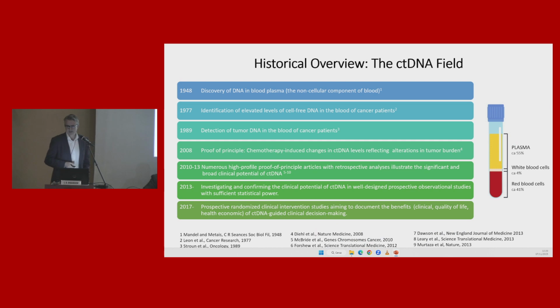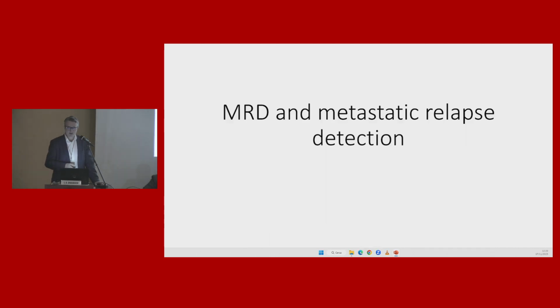So cell-free DNA is not a new field, as you can see here. It was actually discovered in 1948, reported the first time. But it's really in the recent years where we've seen some really progress in this, and it's really been driven also by the technological advances in digital droplet PCR and next generation sequencing also, and especially in the prospective studies and the clinical trials that are running now, where we start to see some clinical benefits of using circulating tumor DNA. So first I would like to talk about MRD and metastatic relapse detection using circulating tumor DNA.